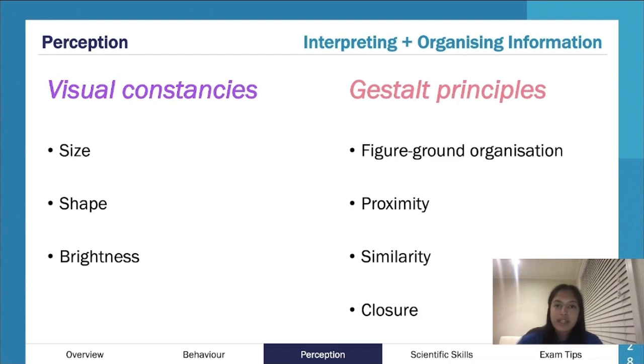Shape is the same thing. From one angle, my laptop may look different. From this angle, it may look different. I know that my laptop isn't shape shifting. It's this idea of I'm moving my eyeballs, basically. And then same thing with brightness. So your brightness can change.